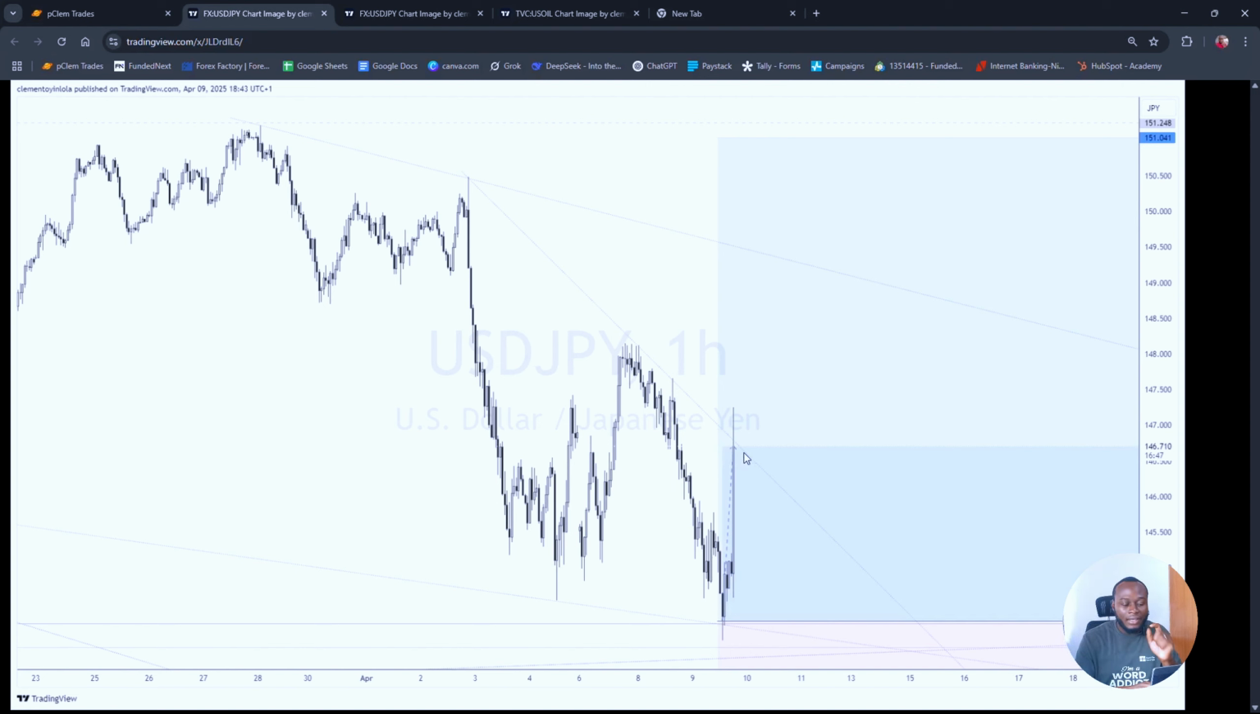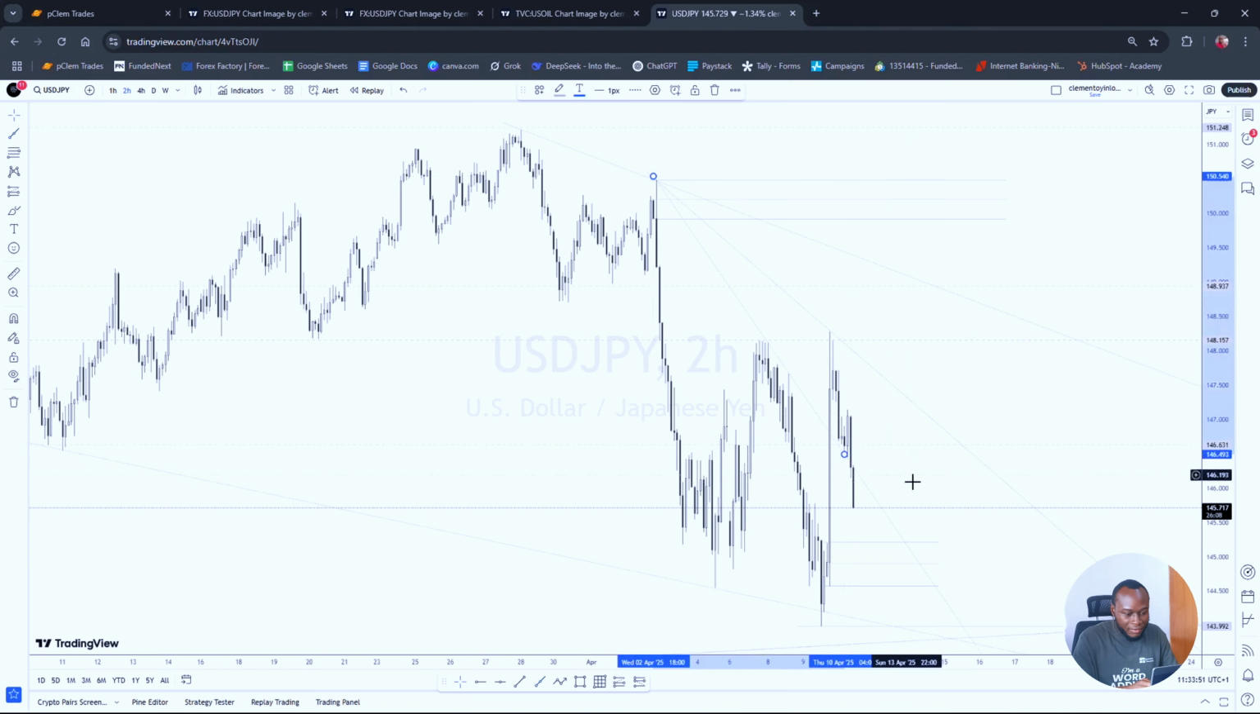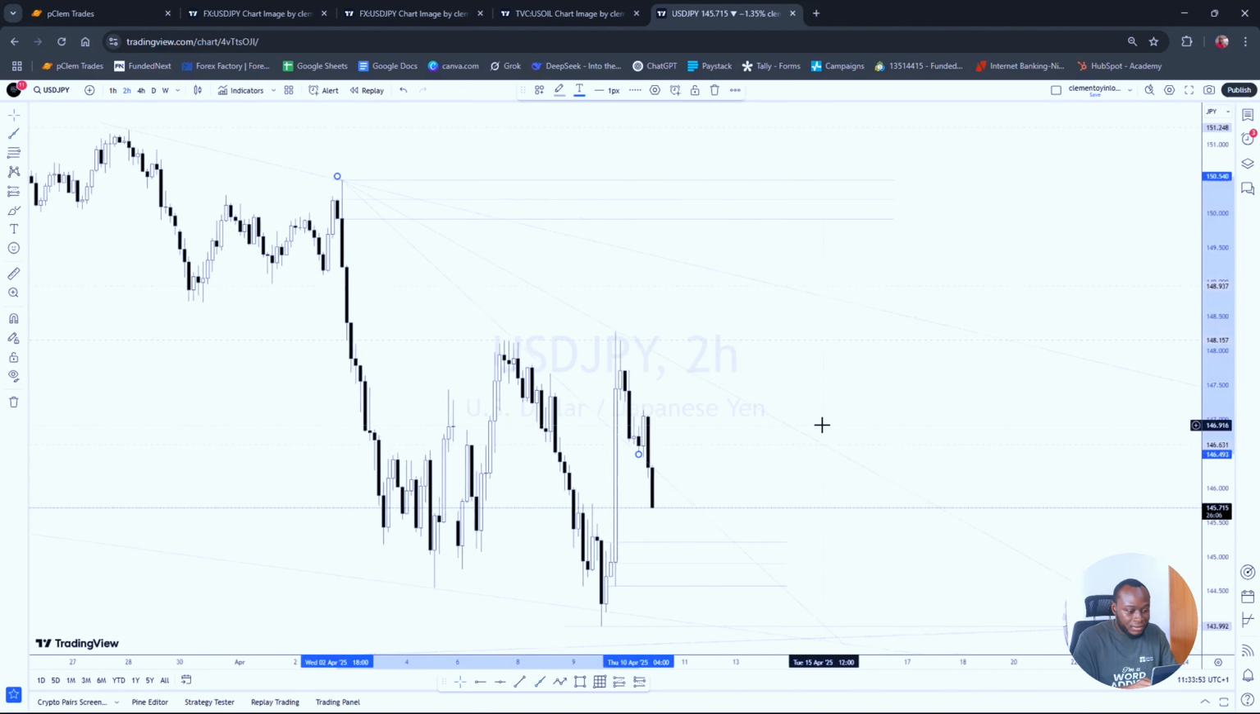So I closed it here. I closed it because I felt like price might reject at that level. Eventually, price broke that level. Let me show the chart. Eventually, price broke it. So that was the region there.